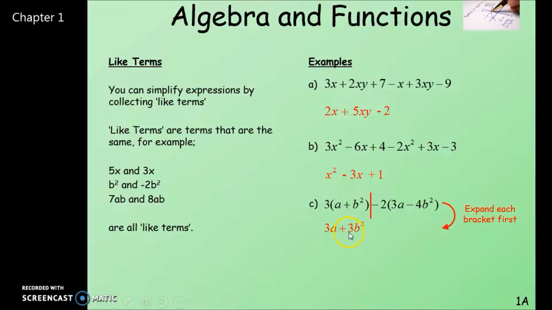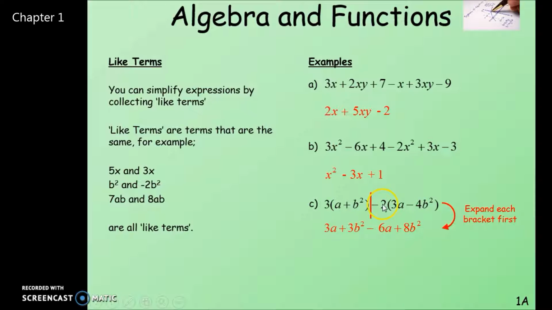So that's 3a plus 3b squared. This one we've got minus 2 times 3a. Now a minus times a positive is going to give us a negative term, so it's going to be minus something. So then what would 2 times 3 be? It's going to give us 6. So we've got minus 6a in the front.